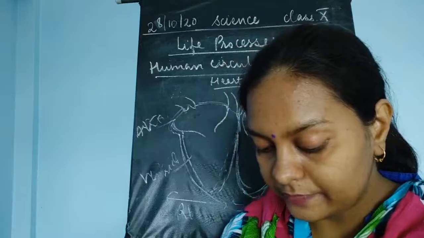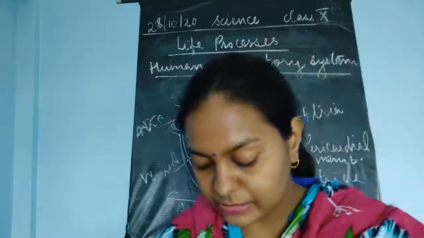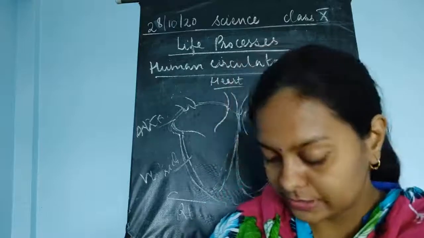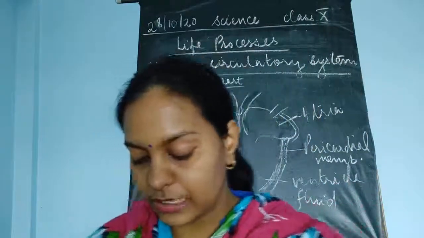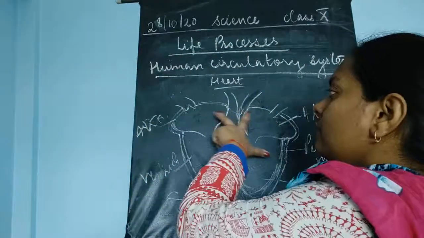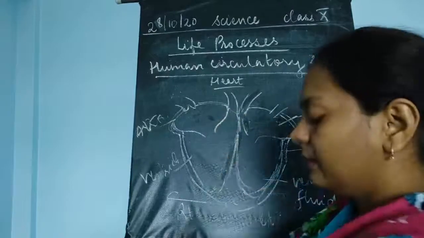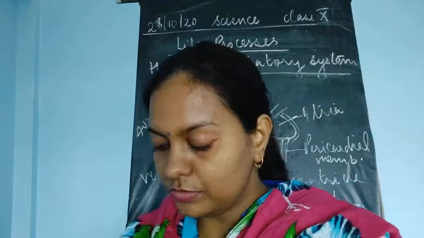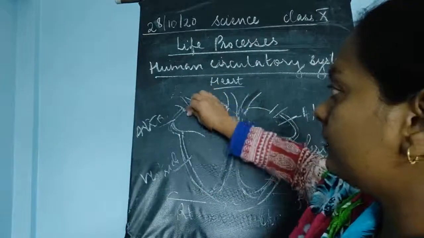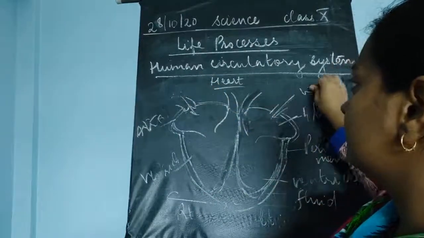The heart is roughly triangular in shape. It is made up of special muscles called cardiac muscle. The size is about the same as our clenched fist. The heart has 4 chambers. The upper 2 chambers are known as the atria and the lower 2 chambers are known as the ventricles. The 2 atria receive blood from the veins.